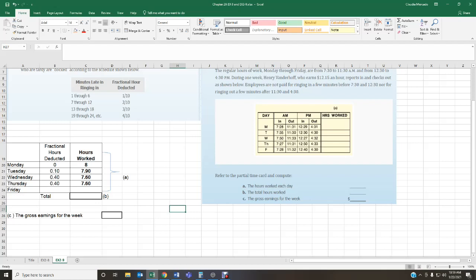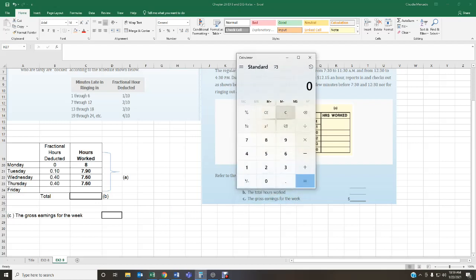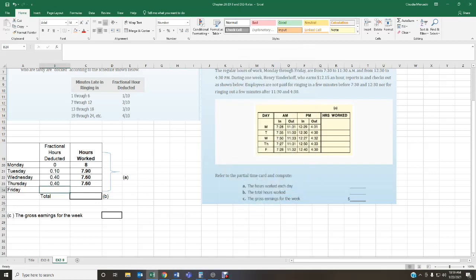Because he clocked in 10 minutes late, he is going to get penalized 2/10 of an hour. That's 2 divided by 10. That's 0.20. So that's a 0.20 penalty. So the employee is working 8-hour days, and I'm going to subtract the fraction hours deducted. That's 7.80. Okay. So this gives me my hours worked each day. That is requirement A.